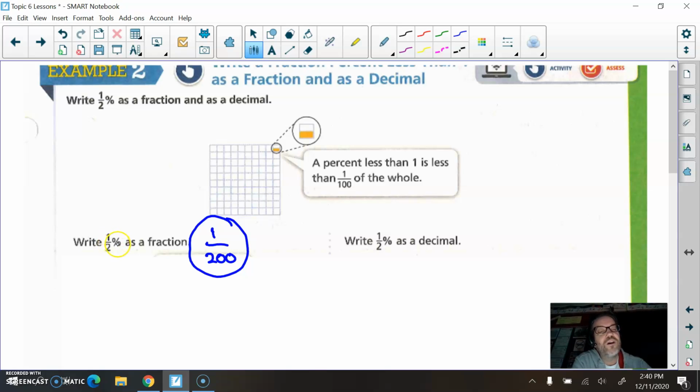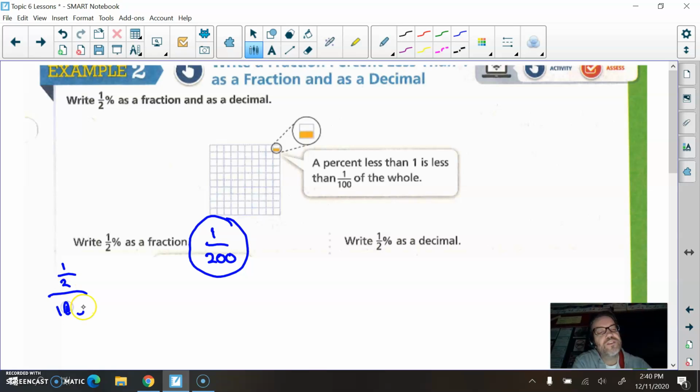We have 1/2 of 1%. If we're going to write it as a fraction, don't get confused. Sometimes people see this and they say, oh, it's already a fraction. See? Yeah, but it's a percent. See the percent sign here? Percent means per 100. So it's really 1/2 out of 100.